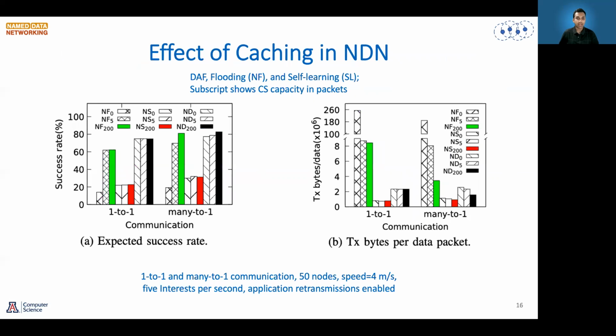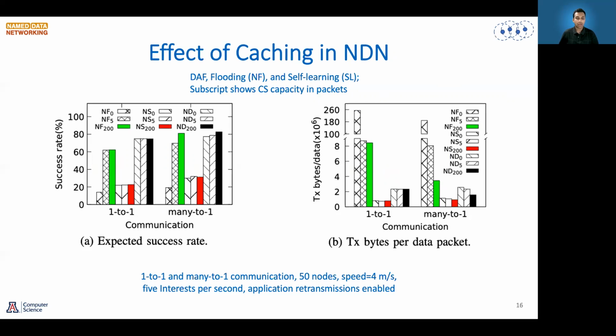Next, we show a quick analysis of Indian's caching effect under mobility. Here, we also include many-to-one communication, where multiple consumers ask for the same data from the same producer. Caching helps flooding the most, with the highest success rate gain, and significantly reduces transmission overhead as interest forwarding gets lowered. Recall that flooding in IP does not work without routing protocols.